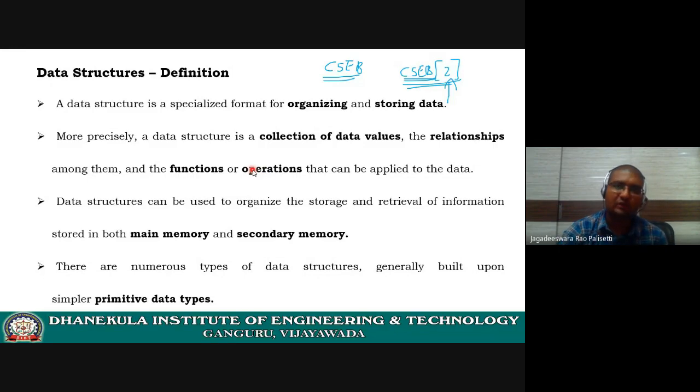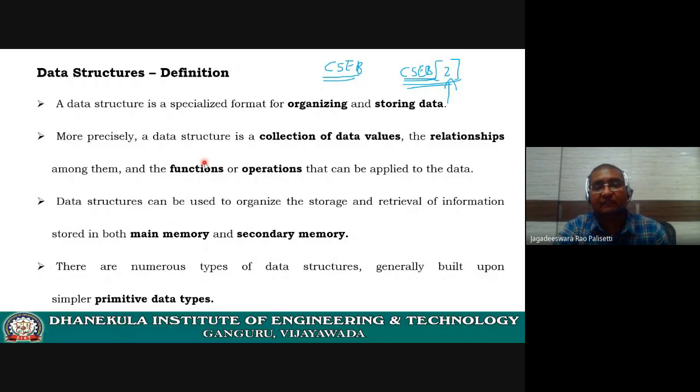Every operation that you are going to perform on the data of a data structure should be considered as a function on the programming side. Theoretically, we call them function operations. But practically, at the time you are writing a program, we have to write individual functions. For inserting, we have to write one function. For deleting, one function. Sorting, one function. Searching, one function. Merging, one function.